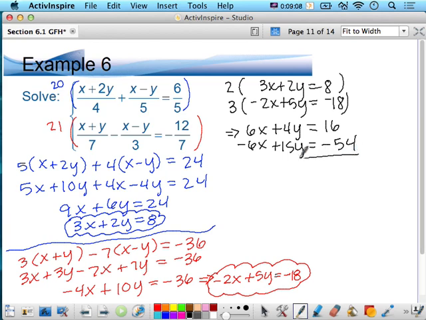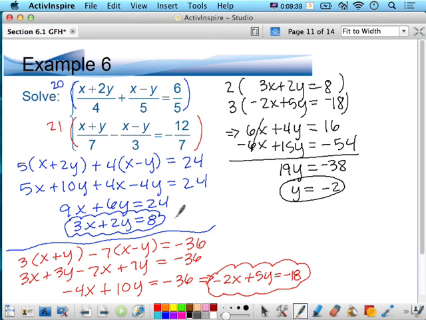Okay. Then we add them together, and we know that 19y equals what? Negative 38. 16 plus negative 54 is negative 38. So it looks like the y value is negative 2. There's one of my answers. How do I find the x to go with it? Do you want to go back to the original? Yeah. I don't want to go back to the original. I want to go back to one of these. Does it matter which? No?